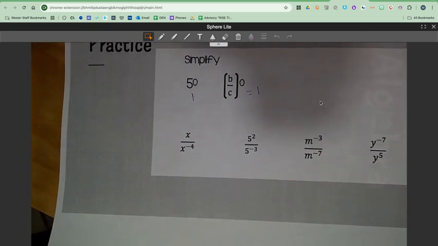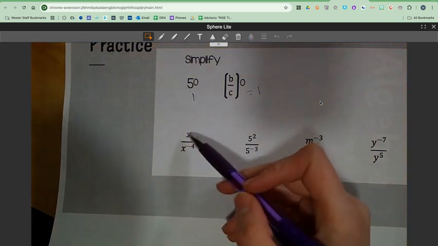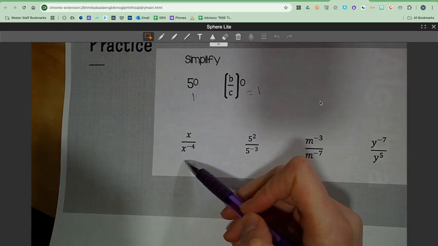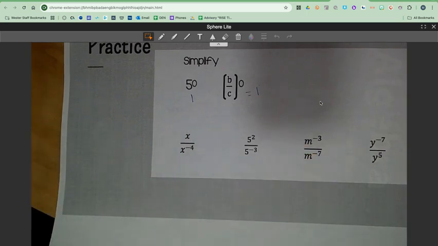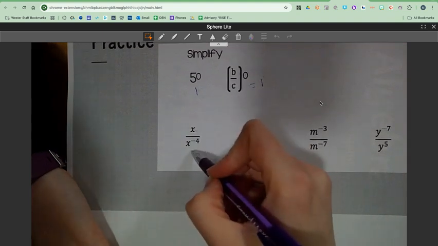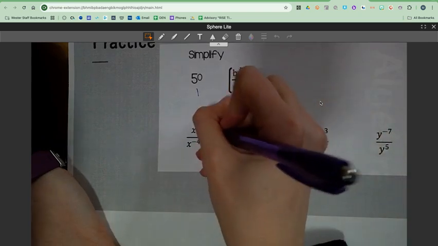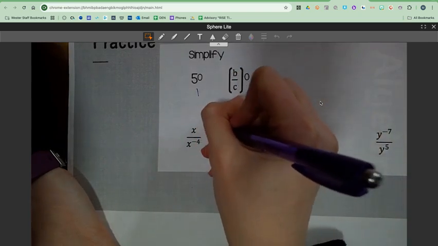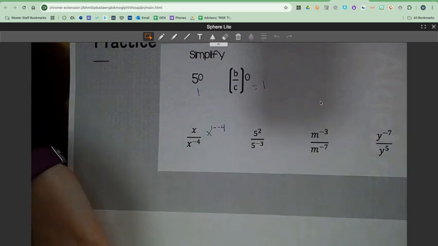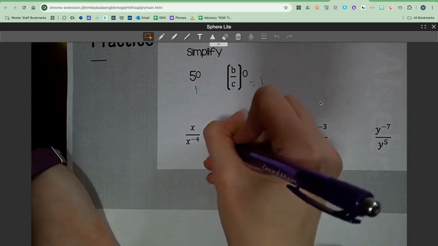Okay, so now we're going to deal with some, that's too bright, some negative exponents. So I see x divided by x to the negative 4. So you're going to start with your division rules. You always want to finish the division rules out first before you deal with the negatives. So I'm going to do x divided by x to the negative 4. Well, when you do the division rules, same base, you're subtracting. So x to the 1st minus negative 4. Well, 1 minus negative 4 becomes positive, so this becomes x to the 5th.